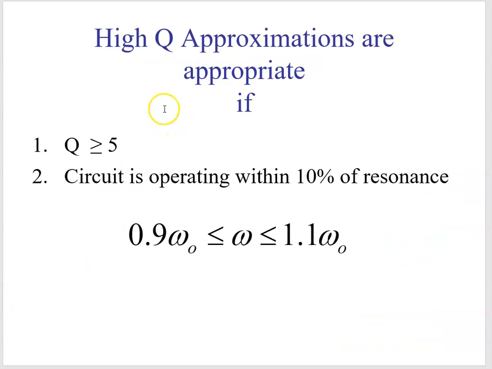So that's our high Q approximations. High Q approximations are appropriate if Q is greater than or equal to 5. Also, the circuit has to be operating within 10% of resonance. So that operating frequency omega has got to be between 0.9 omega naught and 1.1 omega naught. In the next video, we'll look at an example.